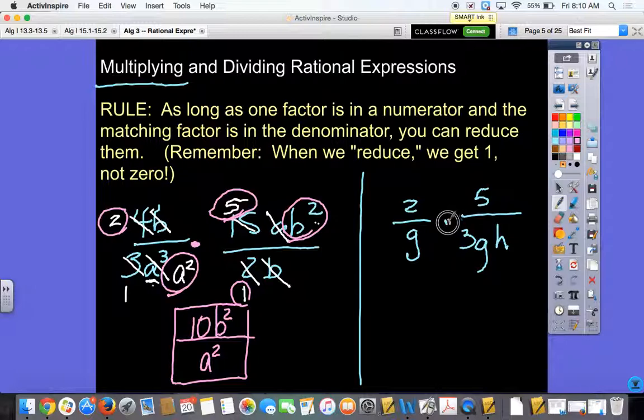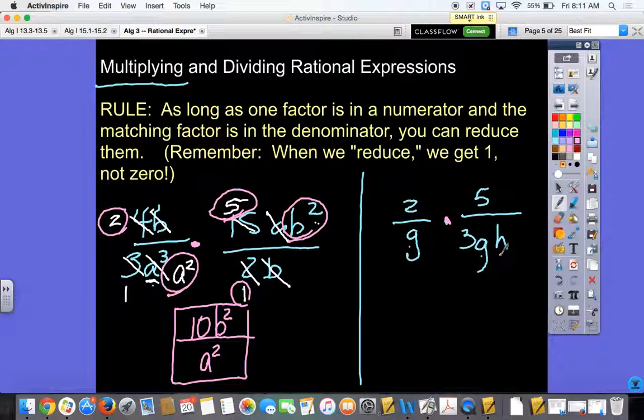All right, let's do the same thing over here. I see 2 g's. Can you cancel them? I hope you said no, because these are on the same level. You cannot cancel if they're on the same level. You have to have one up top, one in the bottom. So there's not another h.